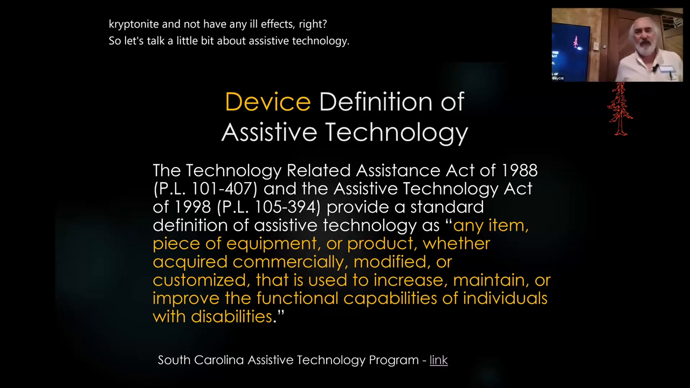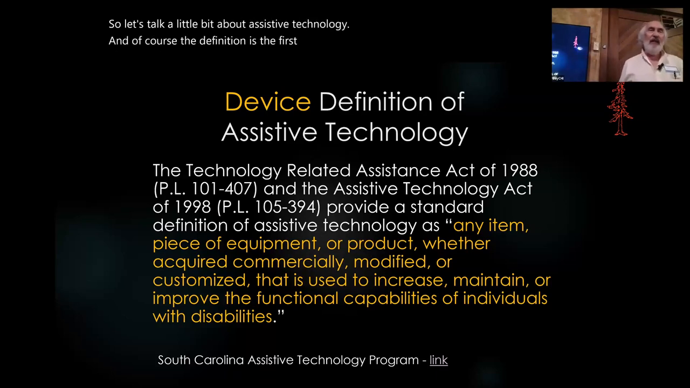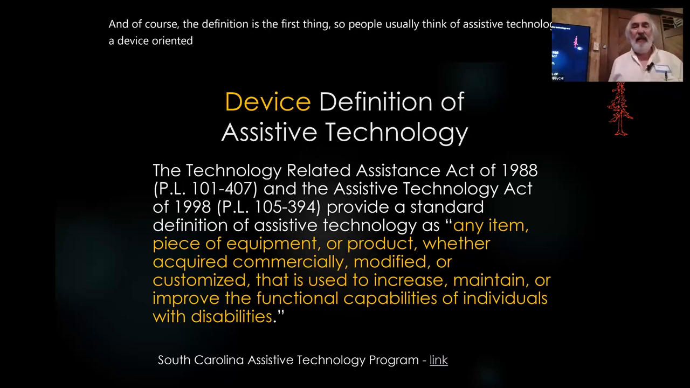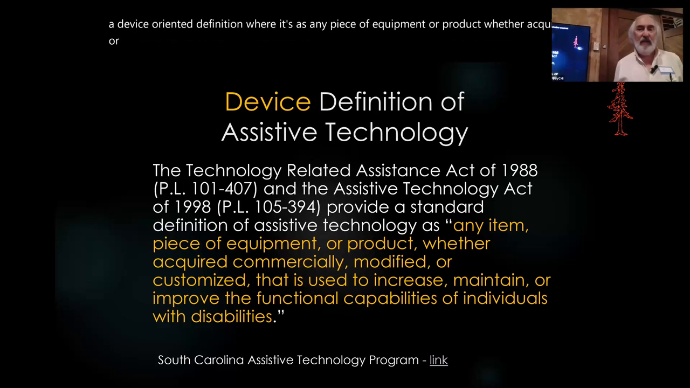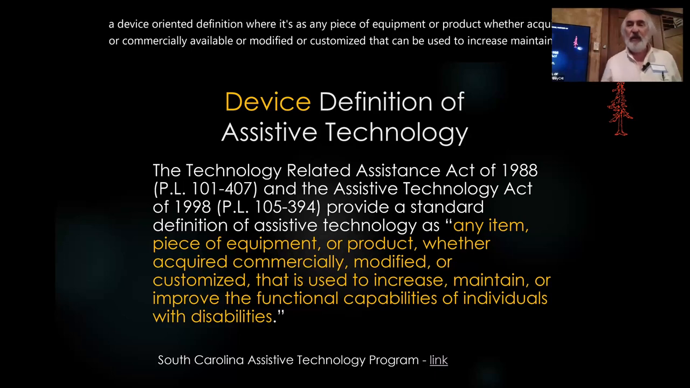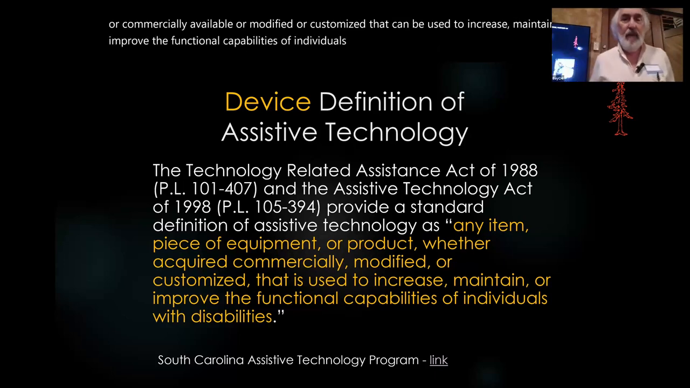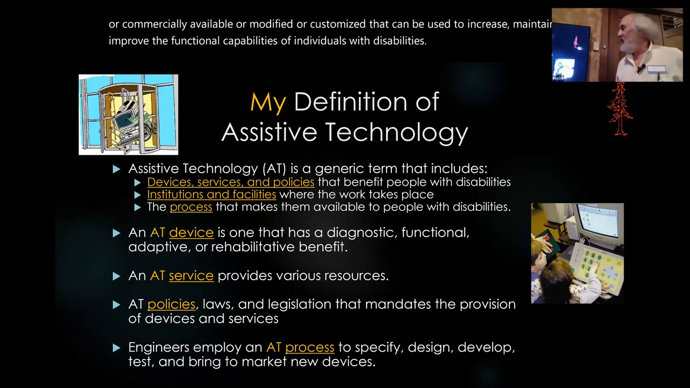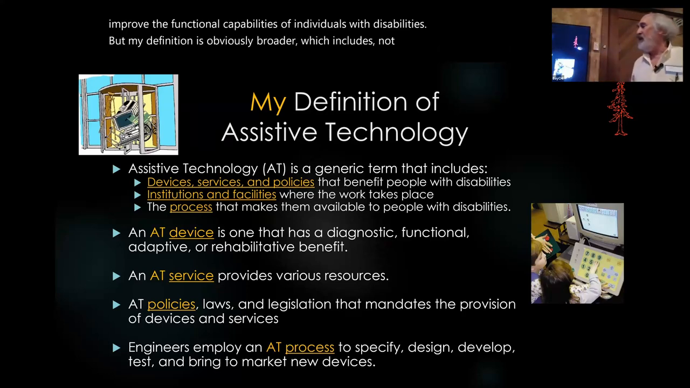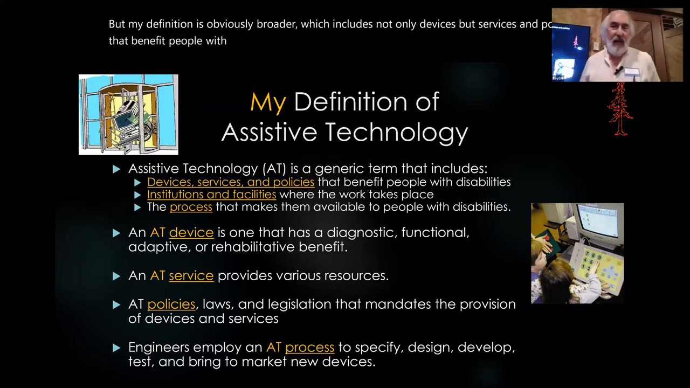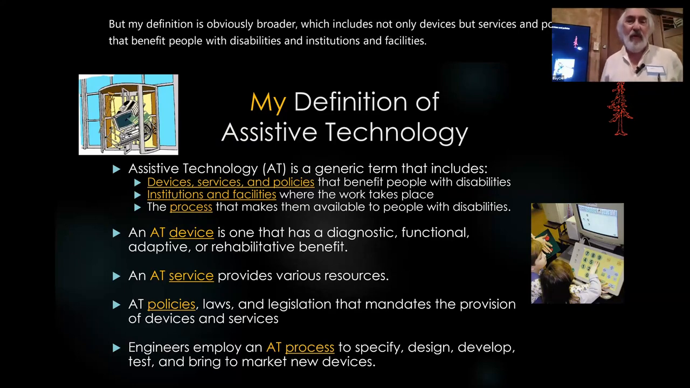And of course, the definition is the first thing. So people usually think of assistive technology as a device-oriented definition, where it's any piece of equipment or product, whether acquired commercially available or modified or customized, that can be used to increase, maintain, or improve the functional capabilities of individuals with disabilities. But my definition is obviously broader, which includes not only devices, but services and policies that benefit people with disabilities, and institutions and facilities where that work takes place, and the process that makes it happen.